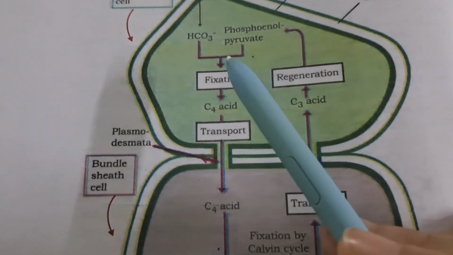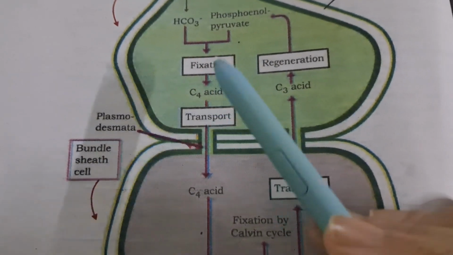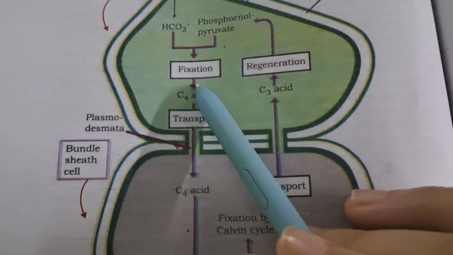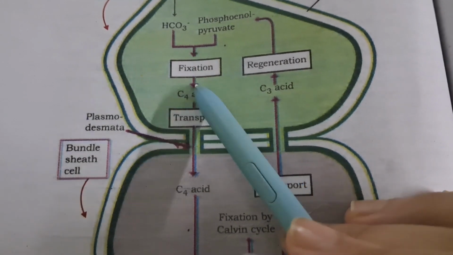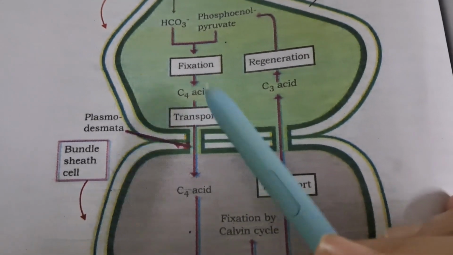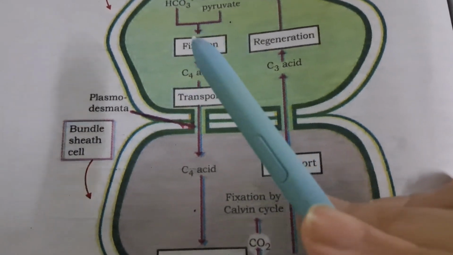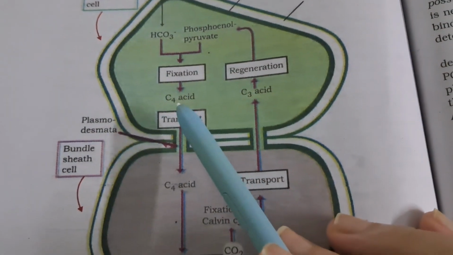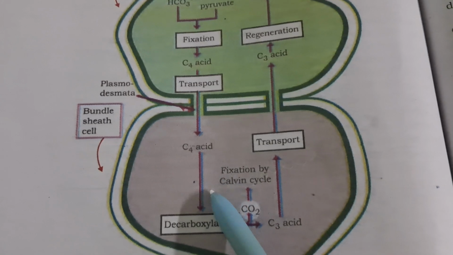So here the CO2 fixation will take place. One CO2 will come. Already it's a 3-carbon compound. If you add CO2, it will become a 4-carbon compound, that is a C4 acid, oxaloacetic acid, and along with that malic acid and aspartic acid. All of these will be formed in the mesophyll cells. Okay. And then all of these acids will get transported to the bundle sheath cells.